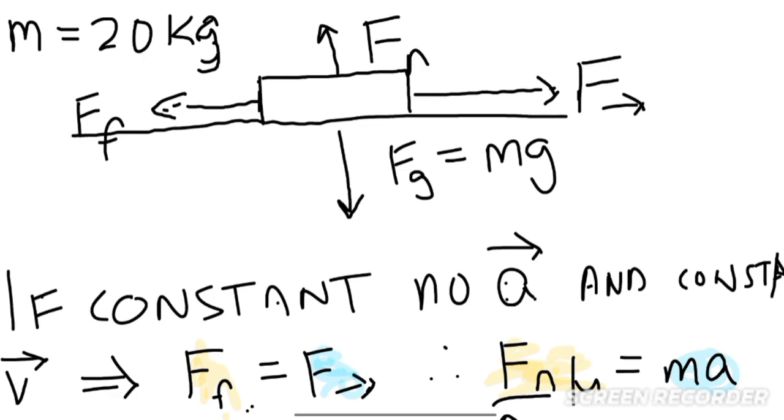So if you want to find the normal force, find the force due to gravity: multiply the mass times the gravity, and you're going to find the normal force.